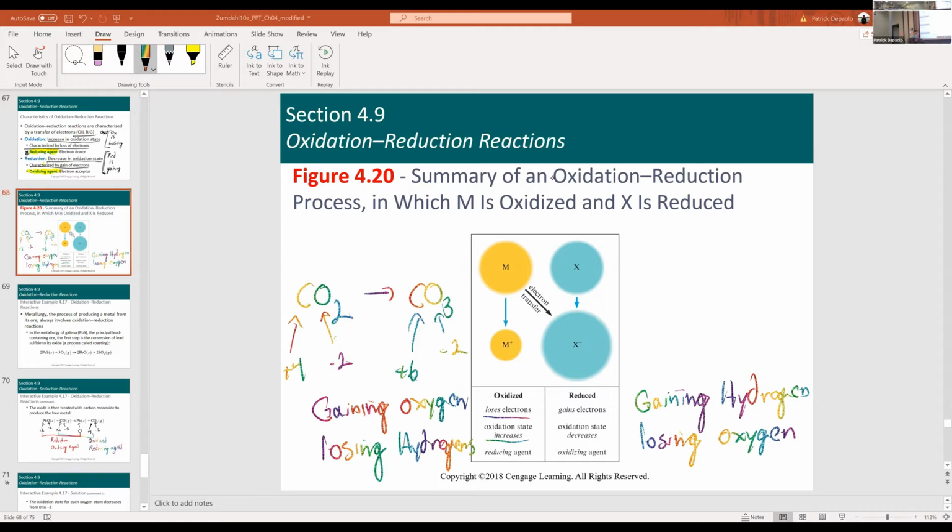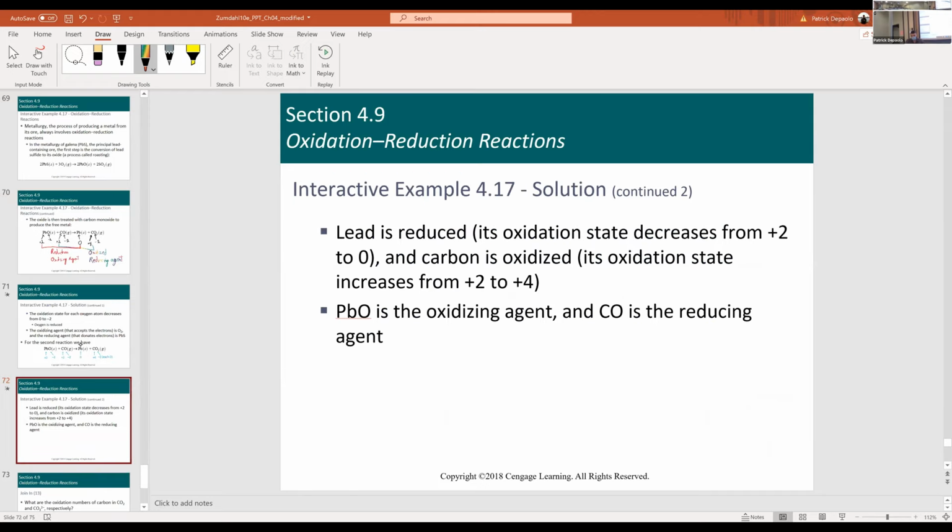Okay. So any questions on that concept? Oxidizing is also gaining oxygen, losing hydrogen. And reduction is gaining hydrogen, losing oxygen. They're kind of antagonistic. Okay, let's do one more reaction example, if we find one. Here we go.